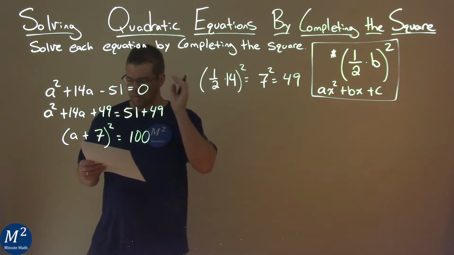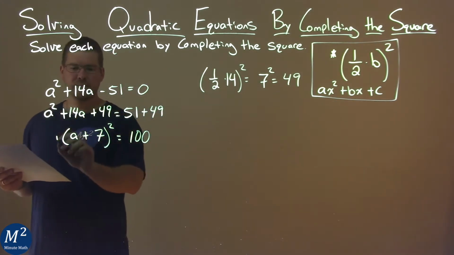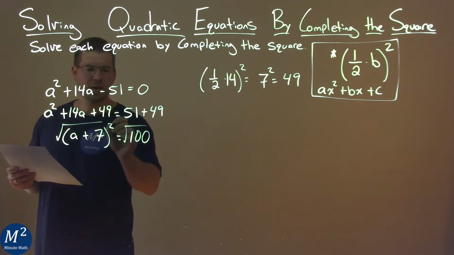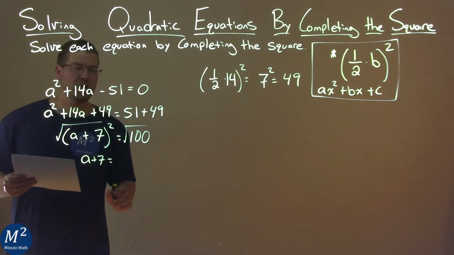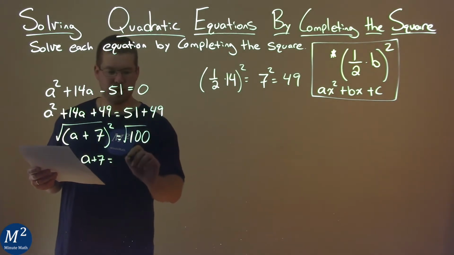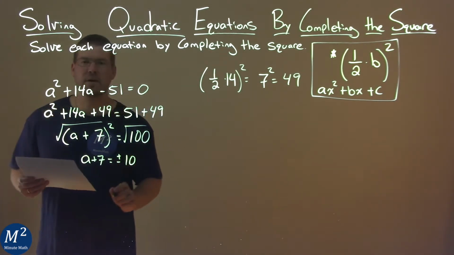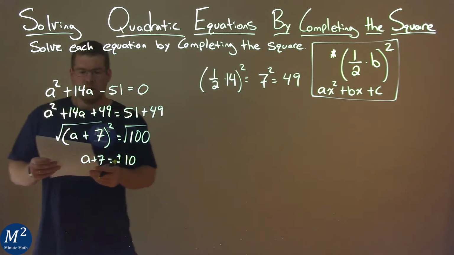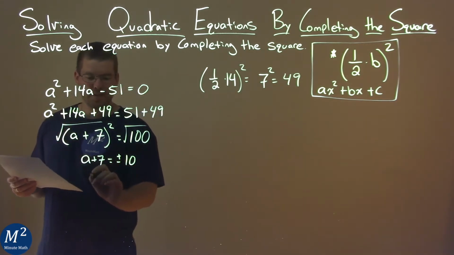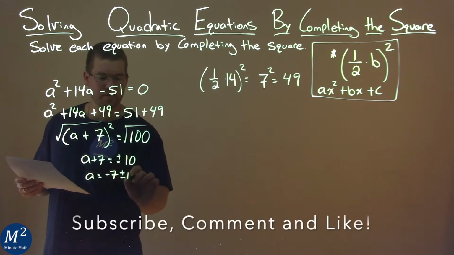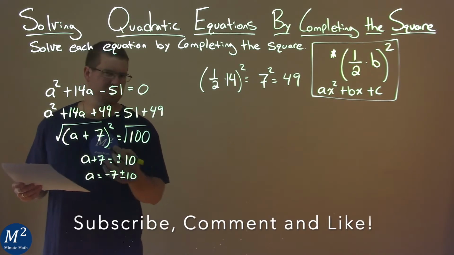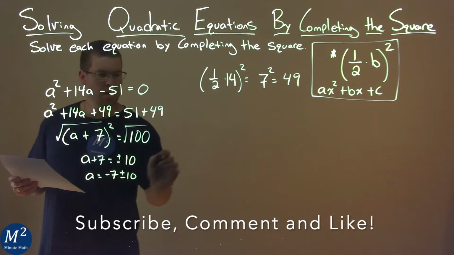So now we want to solve for a. We take the square root of both sides, which eliminates the squared on the left. We have a plus 7 on the left. Square root of 100 is easy, it's 10, but we can't forget our plus and minus. So now we subtract a 7 on both sides, and we have a equals negative 7 plus or minus 10. So let's do each one individually, right?